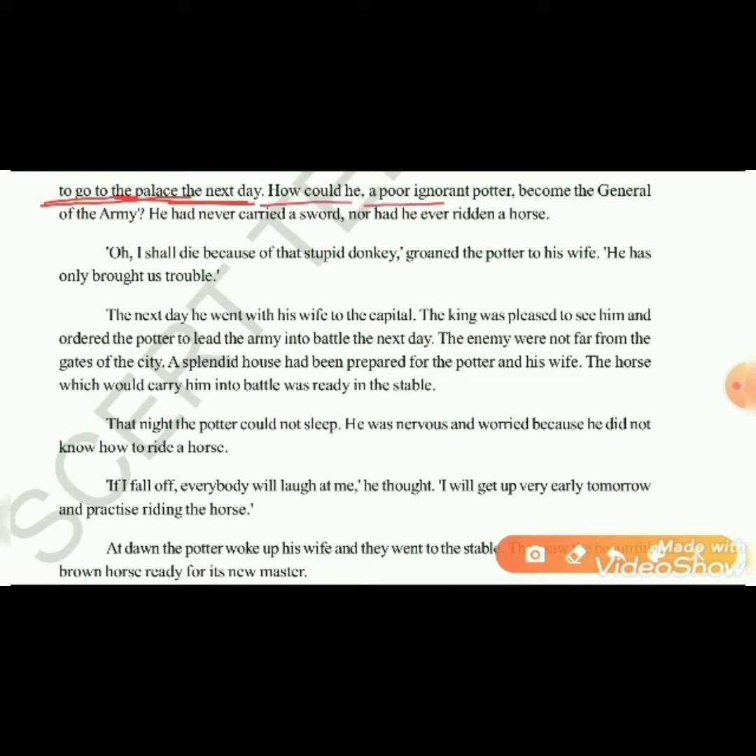So the king himself is also asking questions. What were these questions? How can he take the position of a general? He doesn't have experience of holding a sword, or even riding a horse. How can he fight the enemy? He doesn't have the experience of a soldier. Now, how can he? Yes or no? How can he?